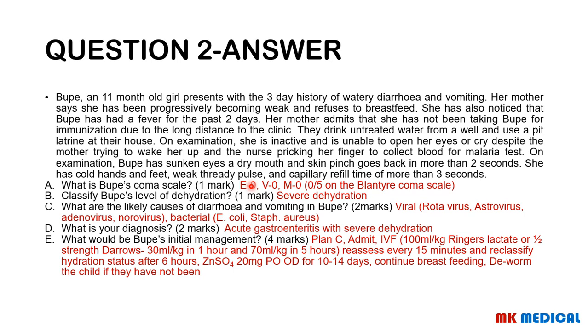We reassess this child every 15 minutes. If they're improving, we continue with the same treatment. If they're not, we increase the speed of the fluid. Then we reclassify their hydration status after 6 hours. Give them zinc sulfate because they're above 6 months. We give them 20 milligrams. If they were below, you'd give them 10 milligrams. 20 milligrams of zinc sulfate orally once a day for 10 to 14 days.